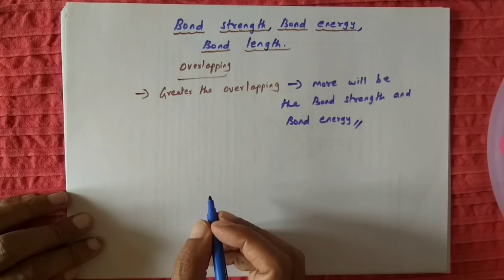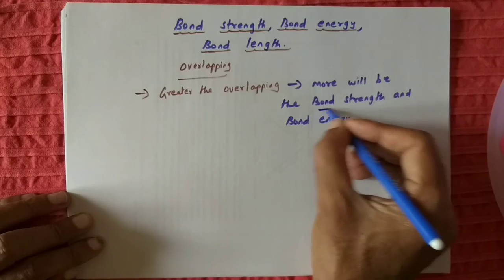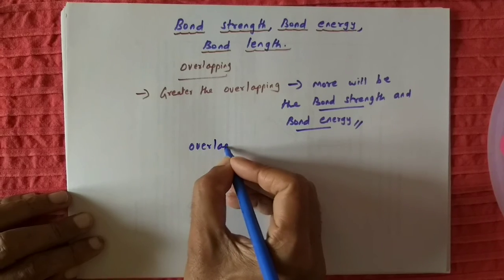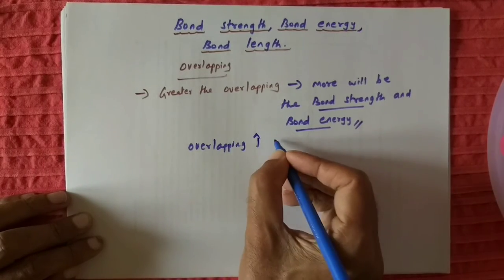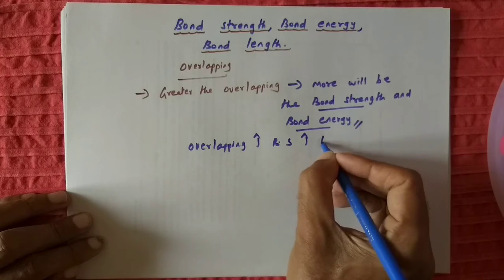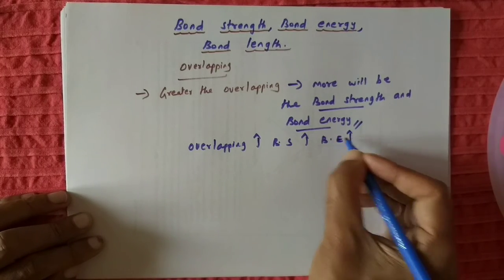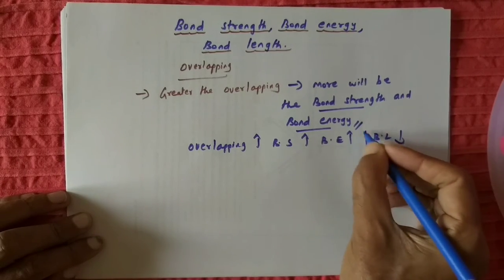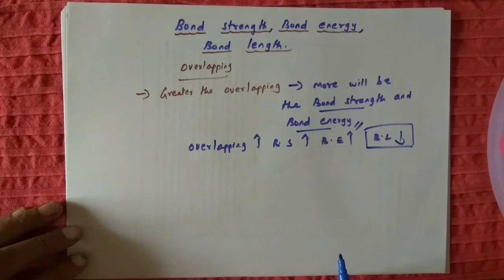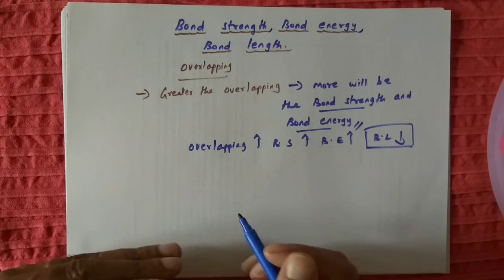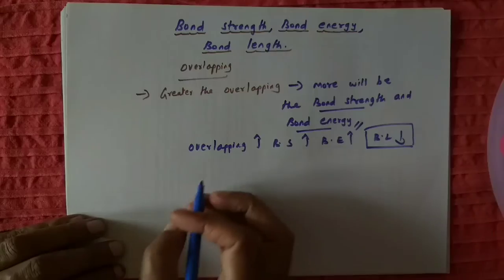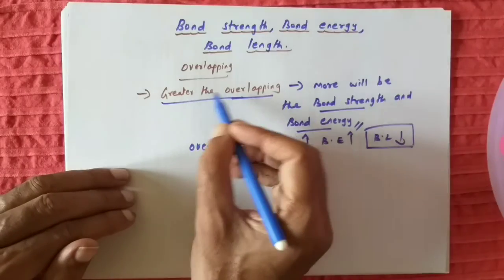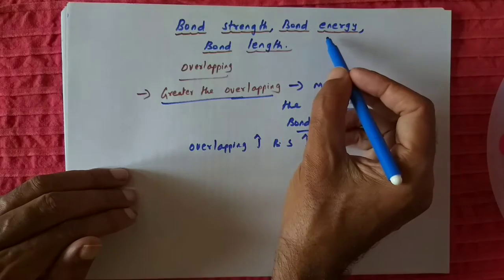Getting it? Greater the overlapping. When overlapping increases, bond strength will increase, bond energy will increase, but bond length will decrease, because the two orbitals come close to each other. So this is the basic concept you have to understand: whenever the overlapping is more, more will be the bond strength, more will be the bond energy, and less will be the bond length.